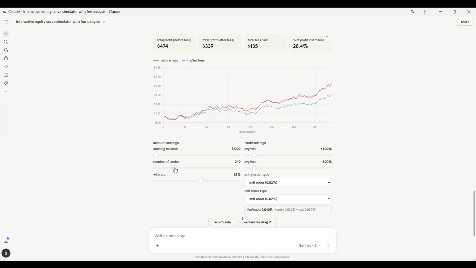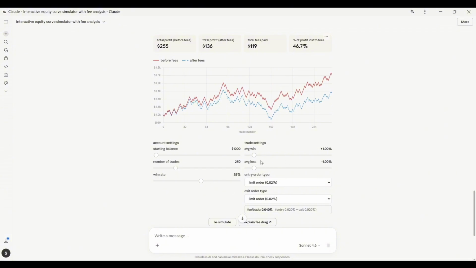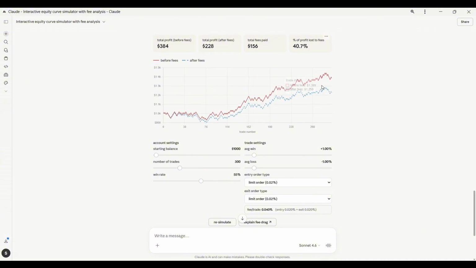But if I really crank this number up, by the way, every single time I make a small change to any of these, it will re-simulate like a new simulation from scratch. That's why some of these equity curves are going to look a little bit different. But look here, after I've taken a very large number of trades, so 300, 40% of my profit vanishes to fees, because look at this, total profit before fees, 384, total profit after fees, 228. So I paid $156 in fees. So 40% of this whole batch is lost to fees. You can see it's starting to make a bit of a difference.